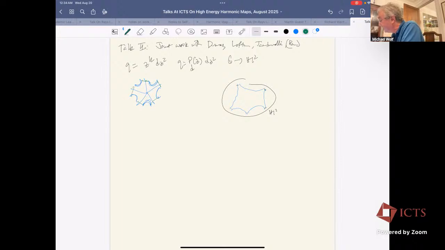And I had made the remark very hurriedly at the end that as I did an exhaustion of the plane by these sorts of polygons, then this would have an image that was an ideal polygon, something like that.